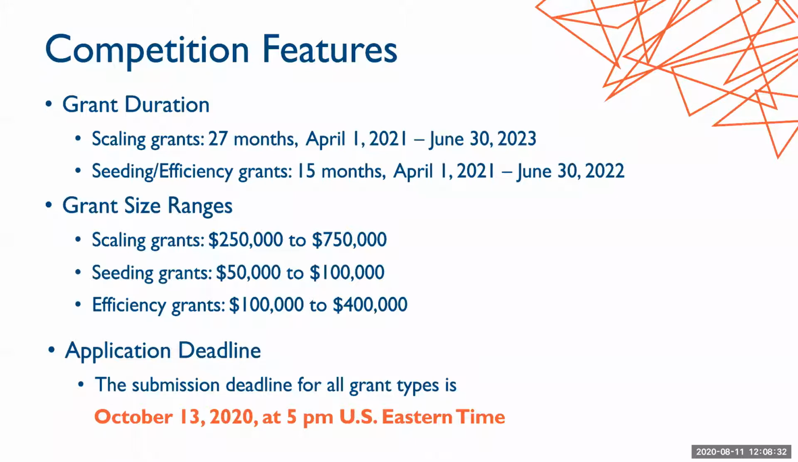The grants vary substantially by size. Scaling grants are for between $250,000 and $750,000 over that whole period of 27 months. Seeding grants are between $50,000 and $100,000 over 15 months, and efficiency grants are also between $100,000 and $400,000 over the same 15 months. All three types of proposals have the same deadline, October 13th of this year at 5 p.m. US Eastern Time.